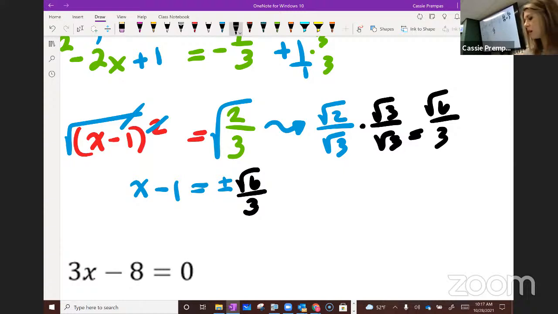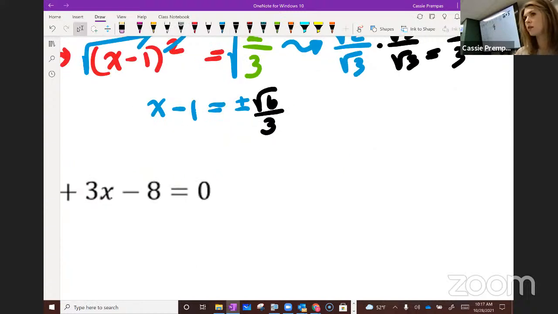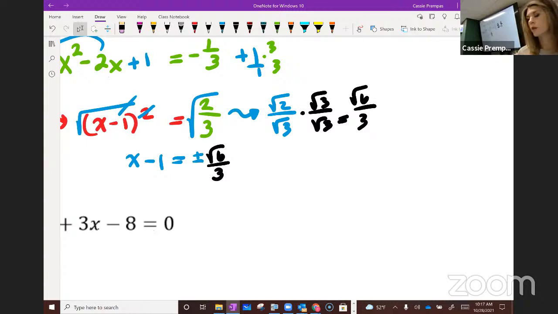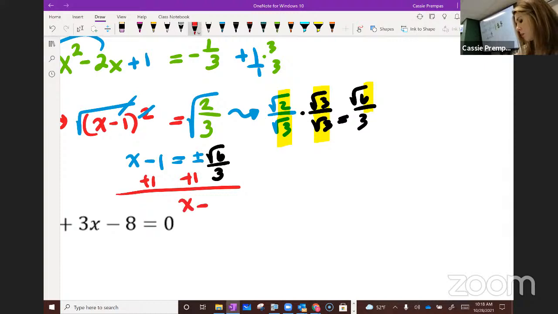But the last and final thing that we need to do is do what? Shimikyo? Yeah. Because I multiplied 2 times 3 to give me 6. And what's square root of 3 times square root of 3? Yeah, just 3. Well, it's the square root of 9. What is the square root of 9? 3. Yeah. Okay, so then we would add 1 to both sides. And we get x is equal to 1 plus or minus square root of 6 over 3.